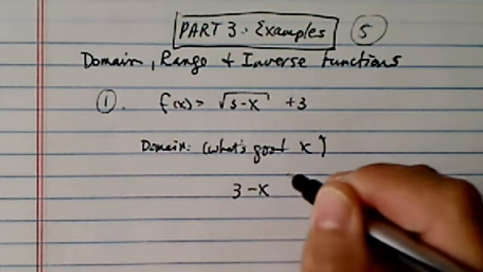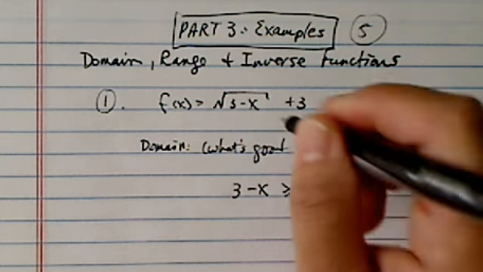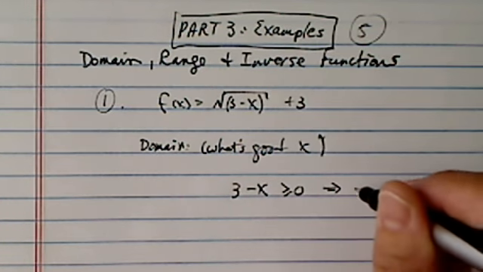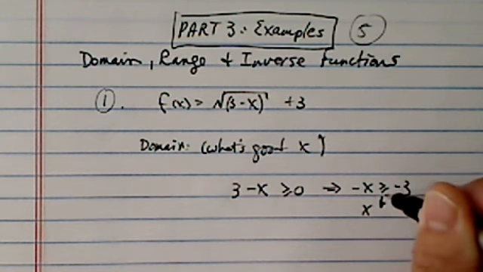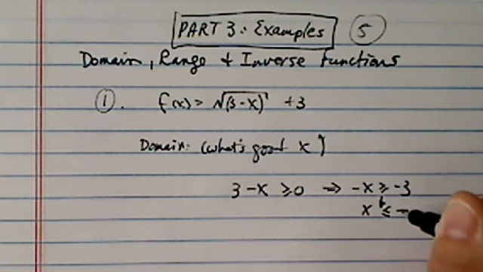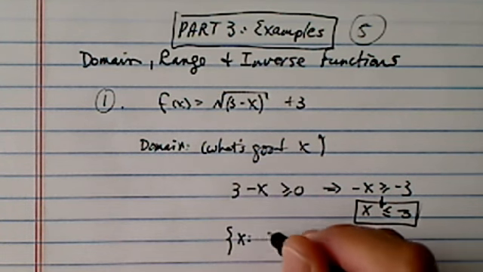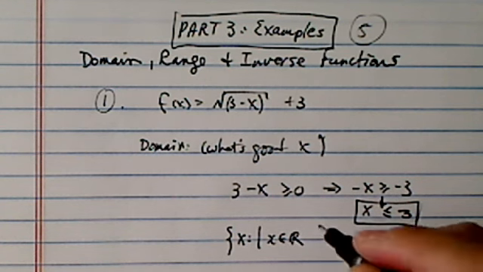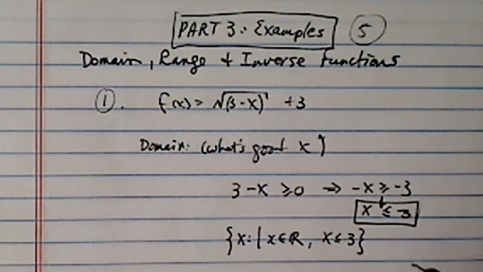Well, the function, since it has a radical sign, requires that the inside has to be bigger or equal to 0, which gives us minus x bigger than or equal to minus 3, or x, now remember dealing with the minus sign, less than or equal to 3. Okay, so here's our domain: x such that x belongs to the real set, and x is less than or equal to positive 3.